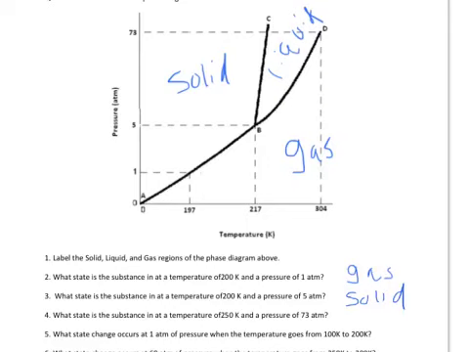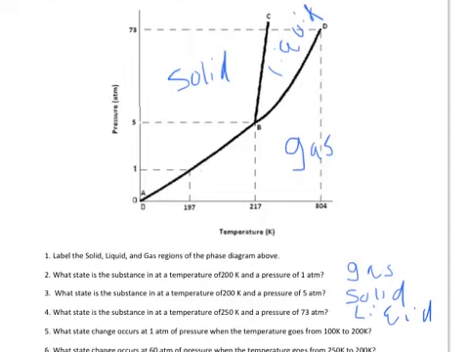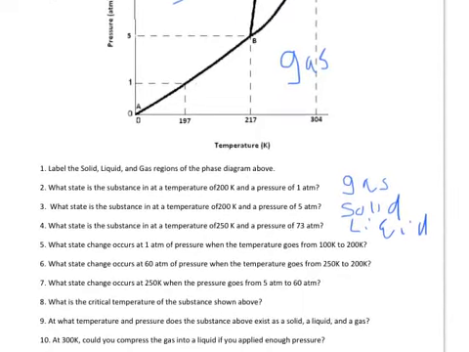And then number 4, what state is the substance at a temperature of 250, which is here, and a pressure of 73, which is here? So that would put it in the liquid range. Alright, let's scroll up here for a second.